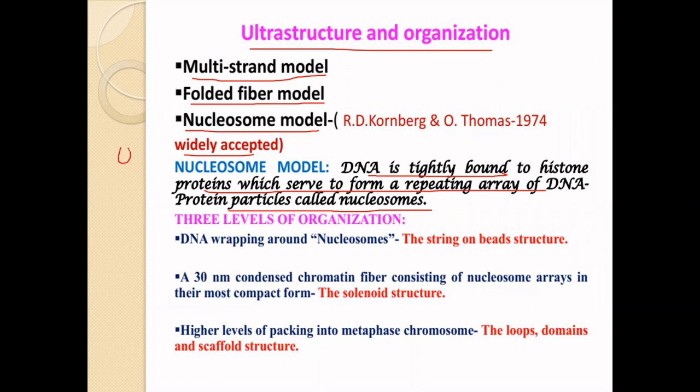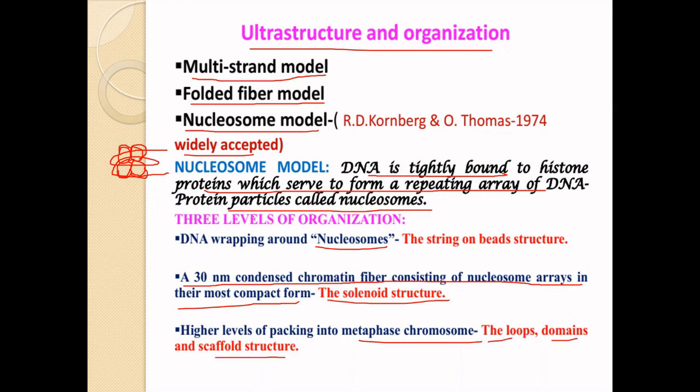So these are the histone beads in the form of an octamer, and DNA is wrapped around that bead. DNA is the string, and the beads are the histones, so DNA wraps around the nucleosomes. The 30 nanometer condensed chromatin fiber consists of a nucleosome array in its most compact form, which we call the solenoid structure. The higher level of packing into the metaphase chromosome consists of loops, domains, and scaffold structure. We will come to that.